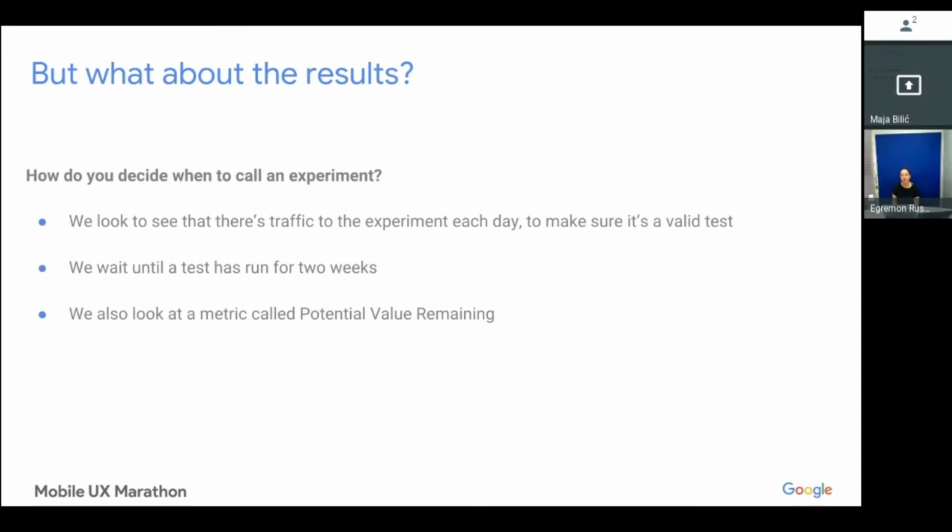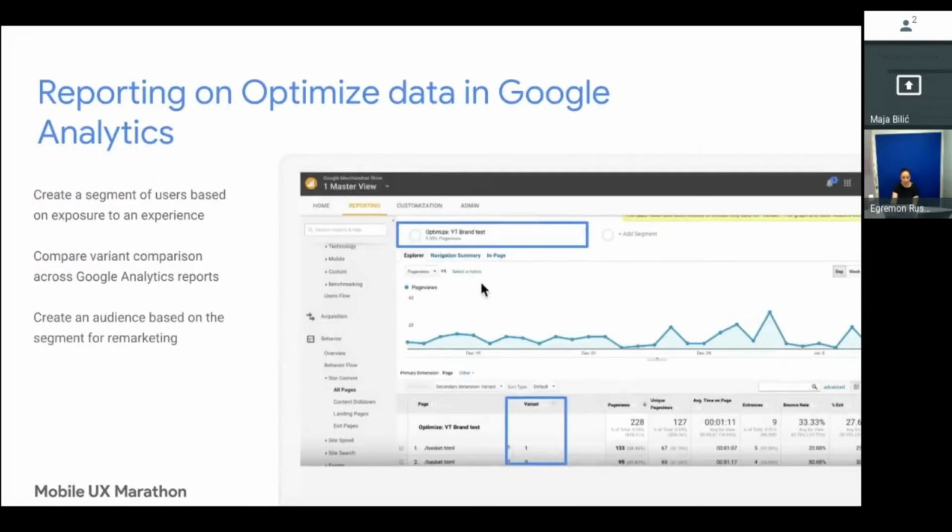We also look at the metric called potential value remaining, or in layman's terms, regret. How much would you regret stopping the experiment at this moment? What is the potential value that you are losing if you stop the experiment now versus continuing the experiment going on forever? If the regret is small enough, or if the potential value that you would gain is small enough, we will stop the experiment and give you a result.